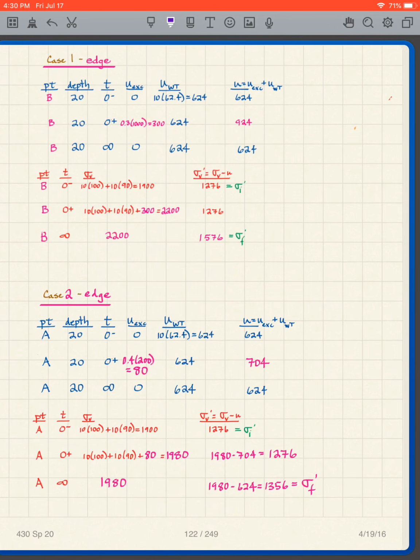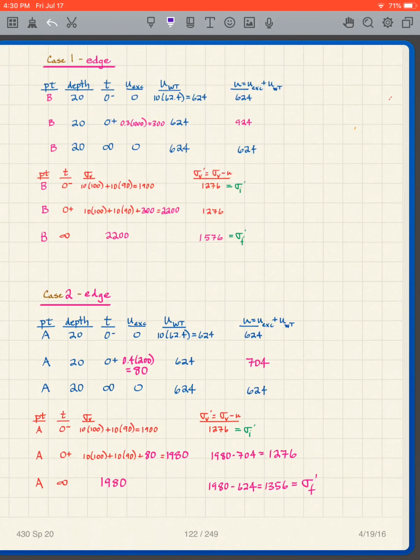So when I look at my table, what do I find? My U excess at t equals 0 plus is now 300 for case 1. For case 2, my U excess at t equals 0 plus is now 80. The rest of the stuff is quite straightforward. My U is the sum of the U excess and the U water table.